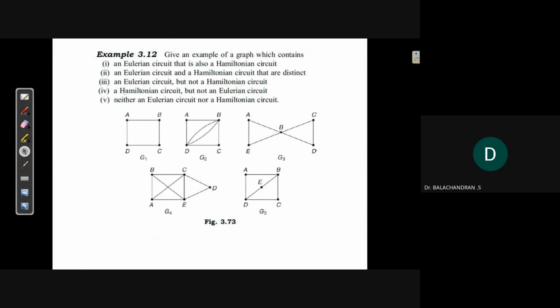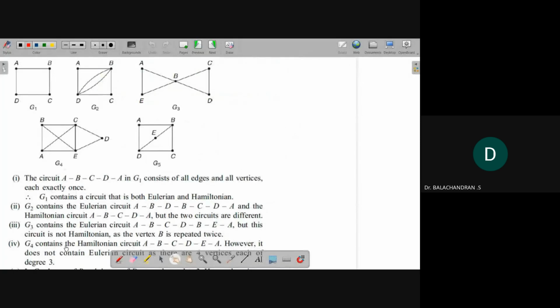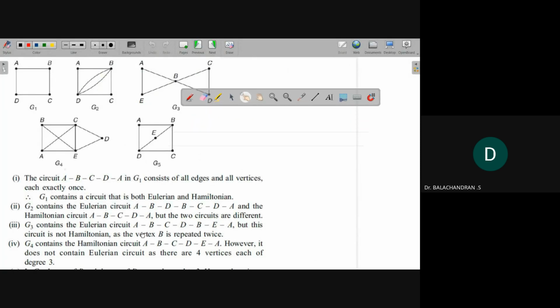Okay, next the fourth one. Give an example of a graph which contains a Hamiltonian circuit but not an Eulerian circuit. The Hamiltonian circuit is just to start from A, B, C, D, E, A. You can check it. So the fourth one, this graph G4 contains a Hamiltonian circuit: A, B, C, D, and then E, A.